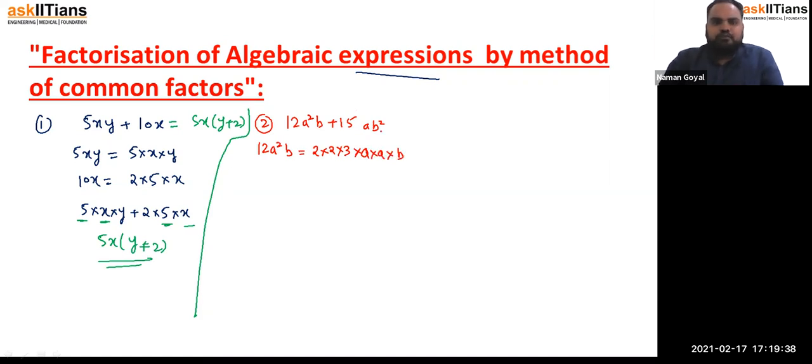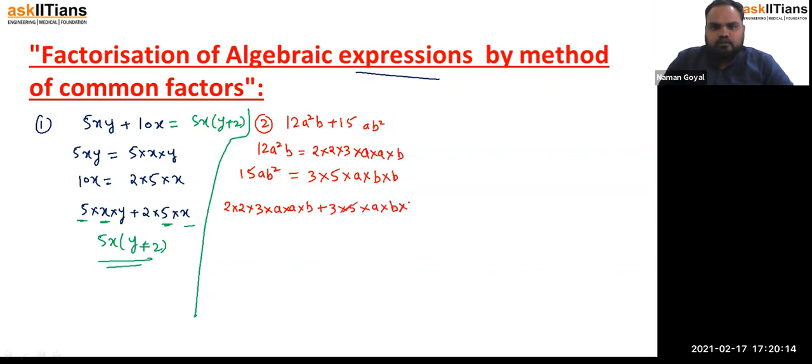Now it's time for 15ab square. 15 can be written as 3 into 5, right? So 3 into 5 into a into b square, which is b into b. Now if I want to add these two, I can add them also. So I write 2 into 2 into 3 into a into a into b plus 3 into 5 into a into b into b.